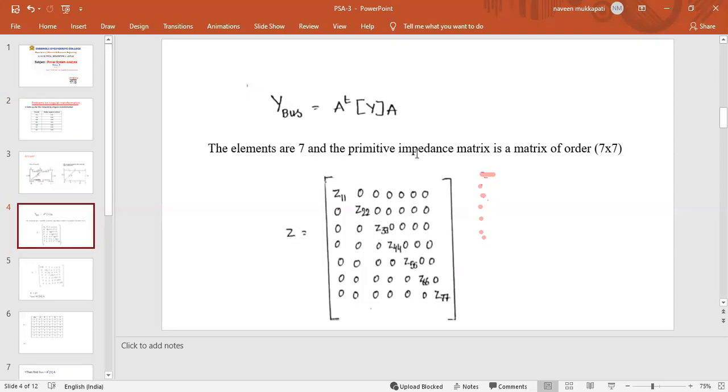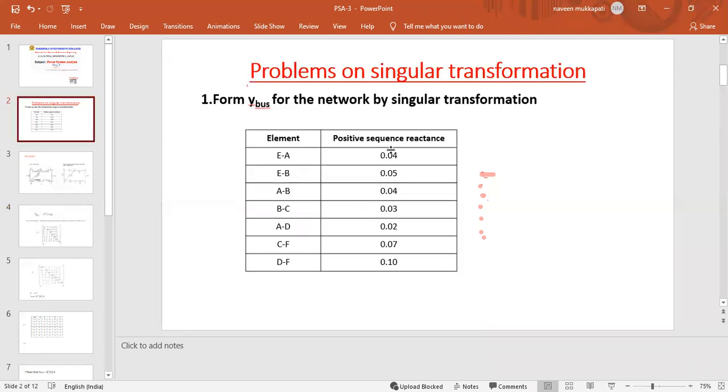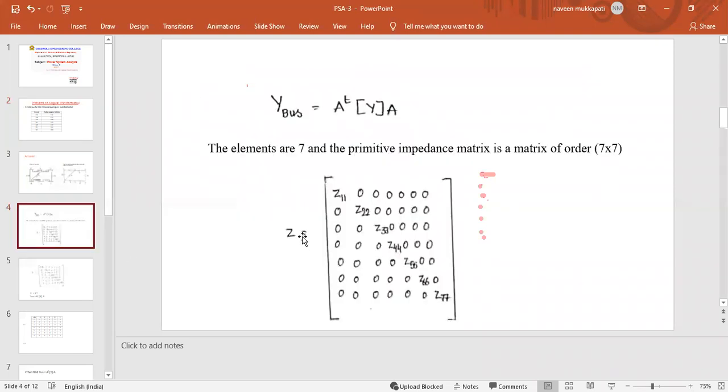Then we directly find the Y matrix. But in the given table, these are the reactance values, and reactance means the impedance values. That's why first we determine the primitive impedance matrix. After that, we will find the Y matrix, that is the primitive admittance matrix.